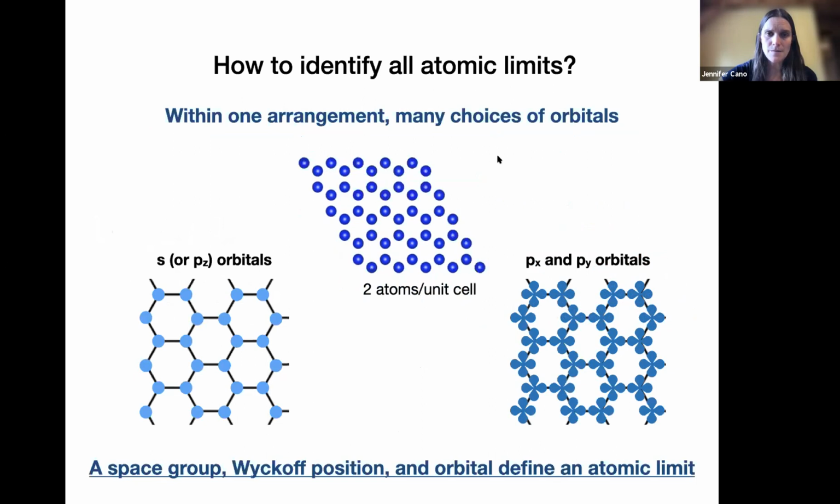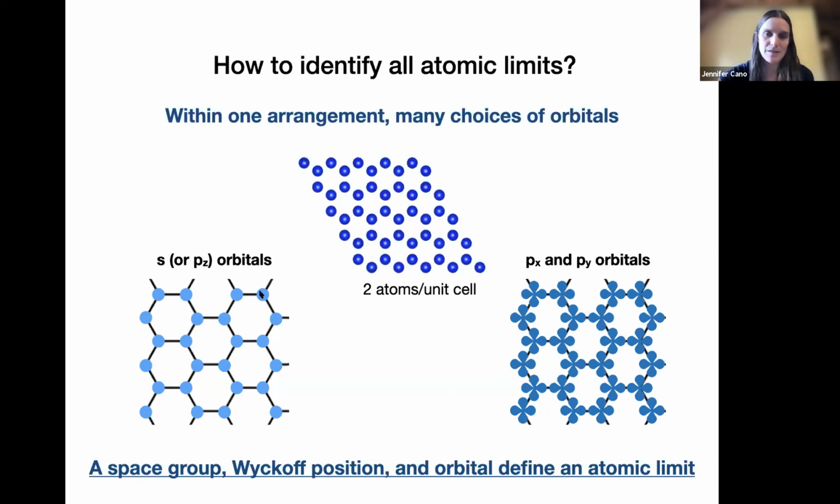The second aspect of this is, now suppose we pick our space group and we pick our Wyckoff position. So we could look at the honeycomb lattice. Then there's still another question, which is that each atomic limit should be classified by a choice of orbital. You can think of this as making a tight binding model. If you make a tight binding model, you need to choose which orbitals are going to enter the model. And for each different choice of orbital, you will get a different atomic limit, which has different symmetry properties.